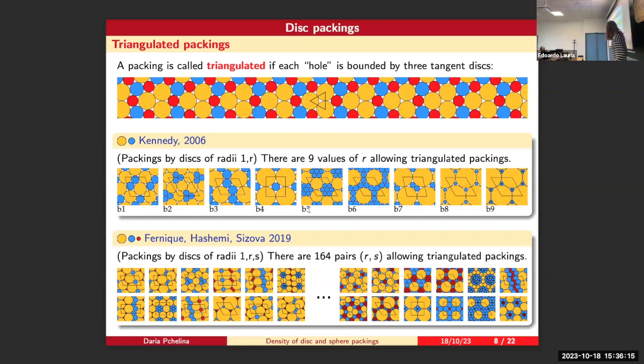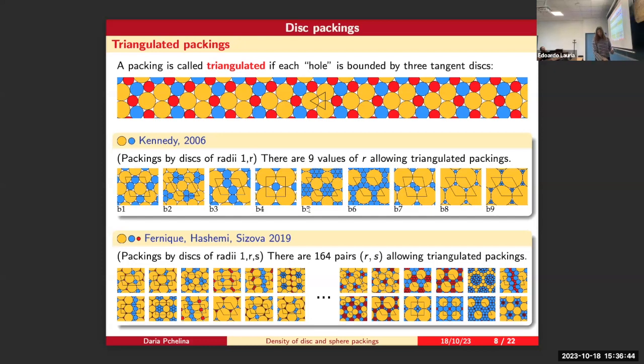This one is kind of recent also. For 4 sizes of disks, there was an unpublished result. There are many of them, but they're not really interesting. I want to note that each packing here is periodic, which means it's a repetition of the same parallelogram. You can see the parallelogram actually here, so they can be repeated.